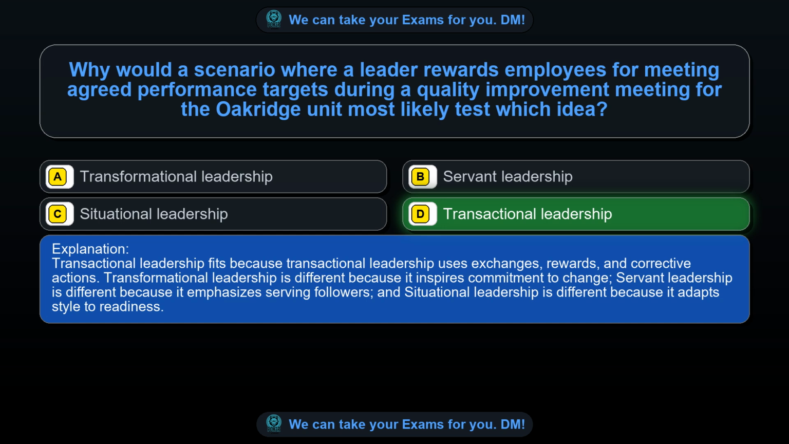Transactional leadership fits because transactional leadership uses exchanges, rewards, and corrective actions. Transformational leadership is different because it inspires commitment to change. Servant leadership is different because it emphasizes serving followers, and situational leadership is different because it adapts style to readiness.